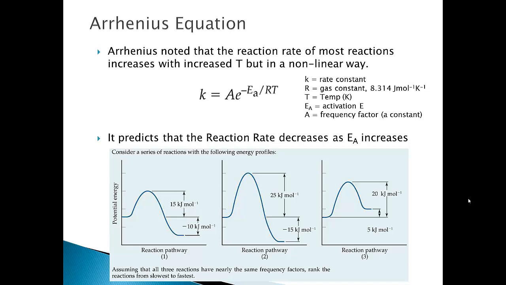You can see in these three examples that we're starting with the same amount of potential energy in all three, and we've got some different activation energies. Let's have a look at which one of these is going to be the slowest and which one is going to be the fastest reaction based on the activation energy. Based on that, we can say that the reaction with the largest activation energy is going to have the slowest rate.